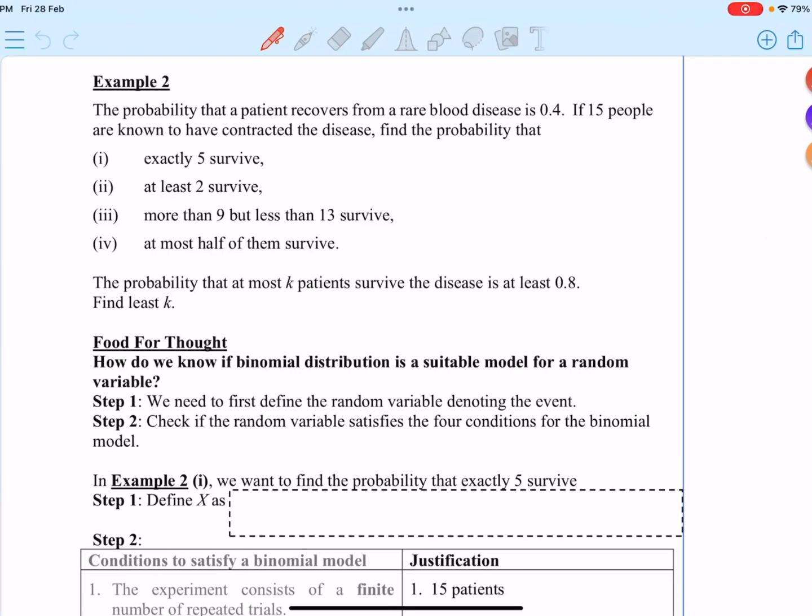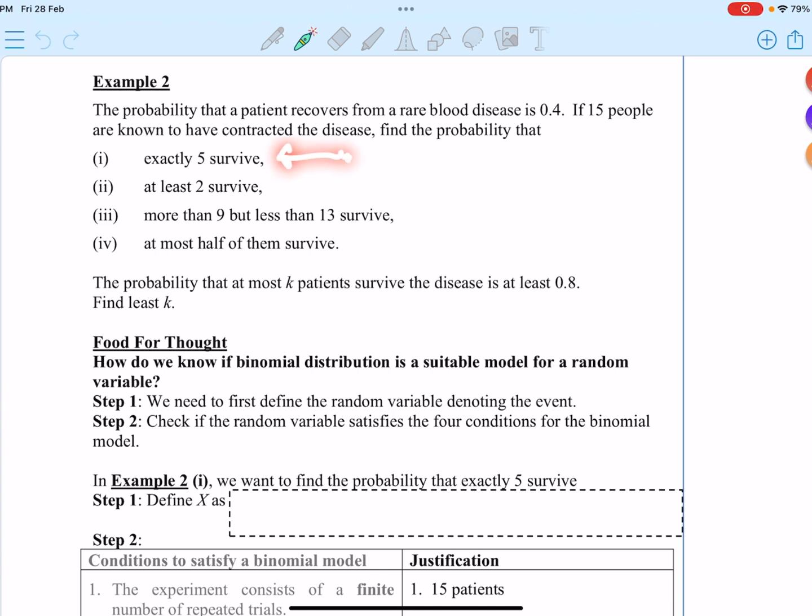Okay, let's look at this example. The probability that a patient recovers from a rare blood disease is 0.4. If 15 people are known to have contracted the disease, find the probability that in part 1, exactly 5 survive.